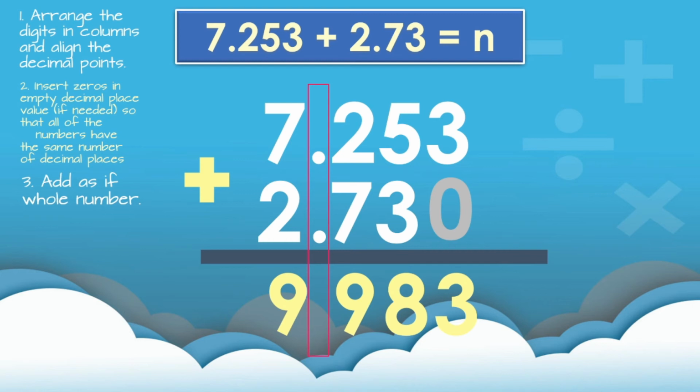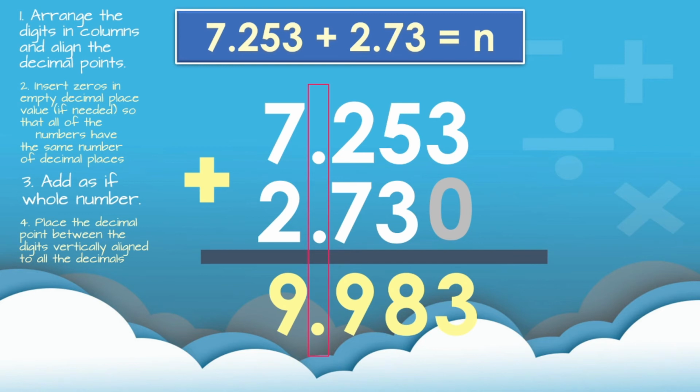Saan natin ilalagay si decimal point? Exactly. So, vertically aligned to all the decimals. So, it's between 9. So, the answer is, exactly, 9 and 983 thousandths. So, again, wag natin kakalimutan mag-align ng maayos sa mga decimal point.